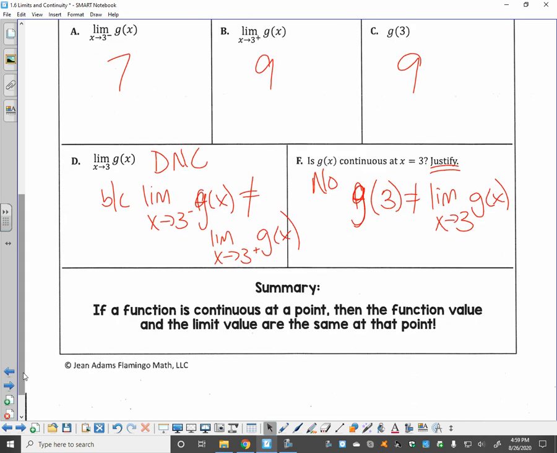Good times. Okay, summary. If a function is continuous at a point, then the function value and the limit value are the same at that point. That's all this says. The function value and the limit value have to be the same.